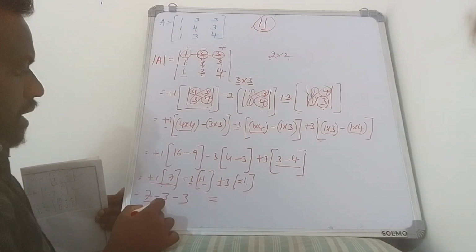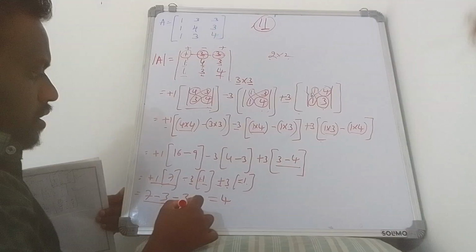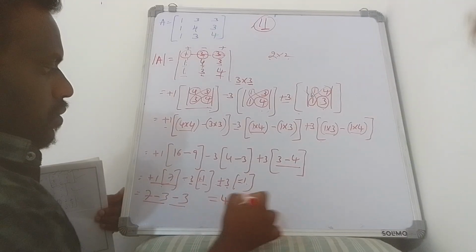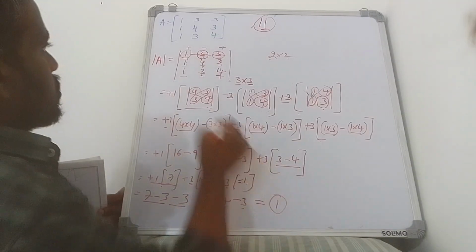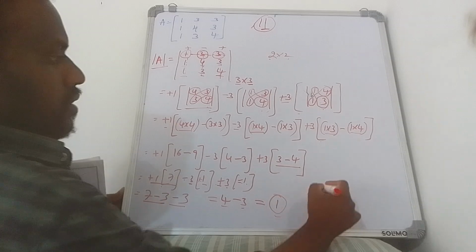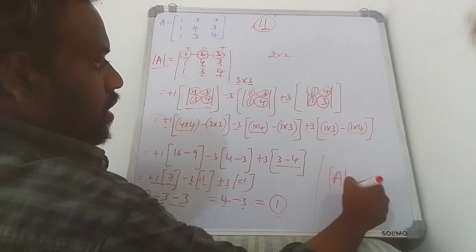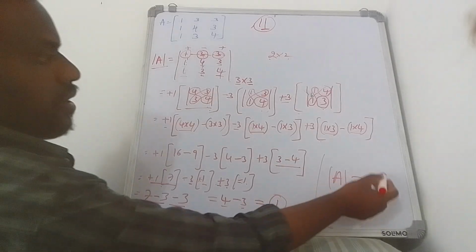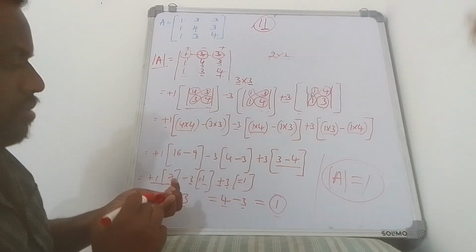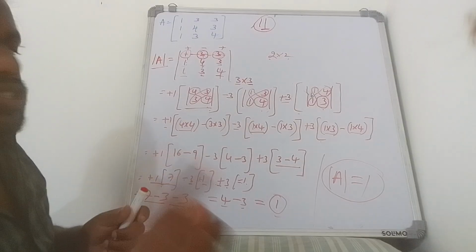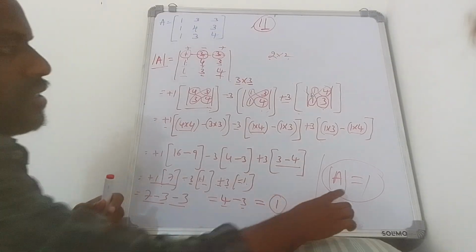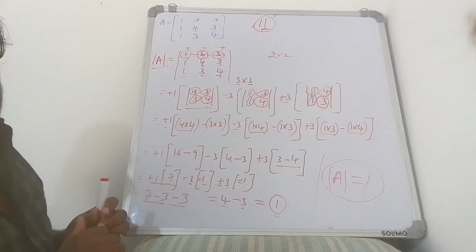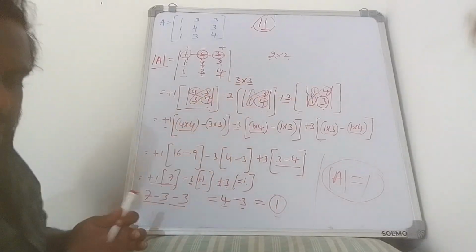Now 7 minus 3 is 4. This minus 3 is equal to 4 minus 3, which is 1. So determinant A is equal to 1. I will write here: determinant A is equal to 1. So we got determinant of A is equal to 1. This you remember. Now using adjoint A and this determinant A, we can find A inverse. That I will show on the back side.